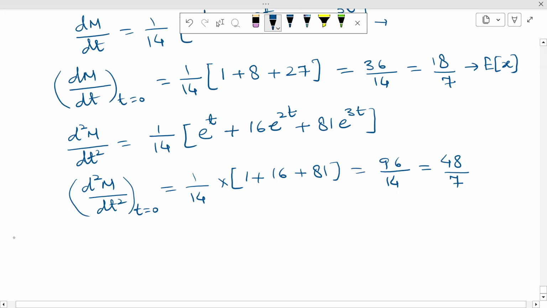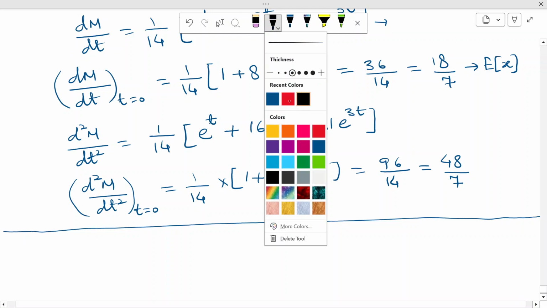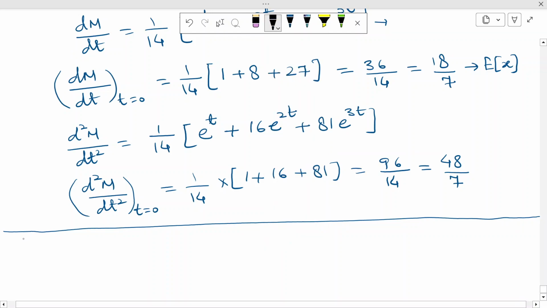But yes, we are having certain limitations. Sometimes it is not possible to determine moments from the moment generating function. So in this example we have obtained the moment generating function for the discrete random variable. Now in the next example we will see how we can obtain the moment generating function for the continuous random variable.